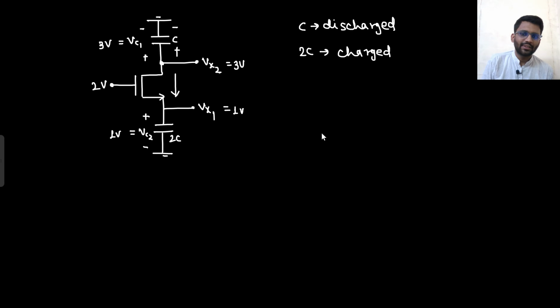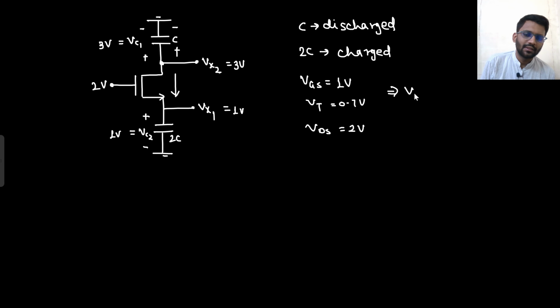You can see the region of operation as well. What is your VGS? VGS is 1 volt. What is your VT? 0.7 volt. What is your VDS? 2 volt. VOD drive is 0.3 volt. So until your Vx goes to 0.3, it will always be in linear region. Sorry, it will always be in saturation region, because here your VDS is greater than VOD. That means it is in saturation region.